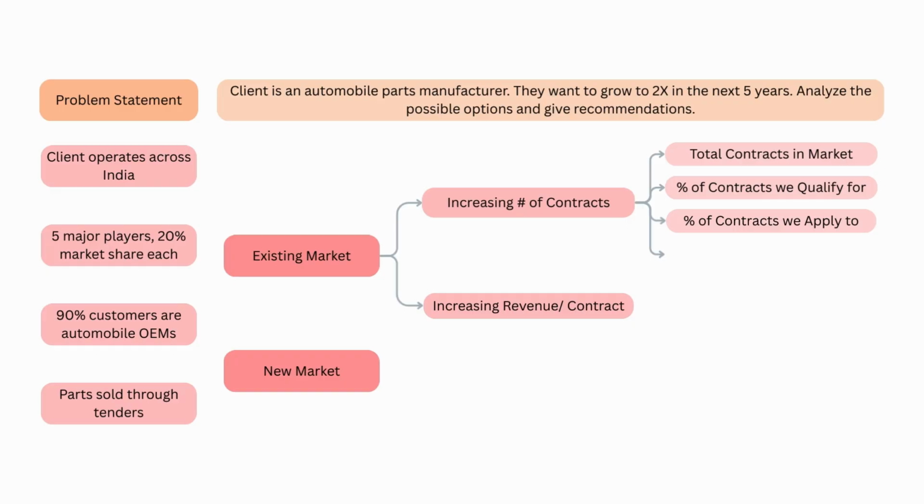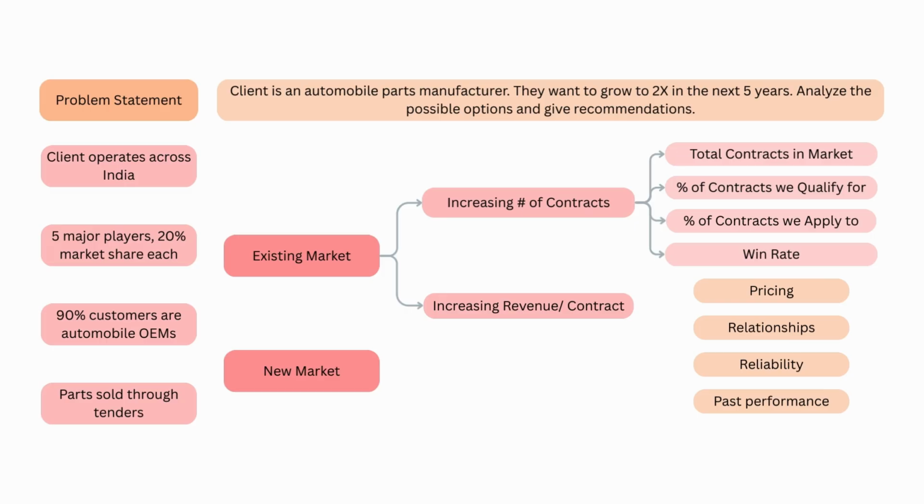The fourth lever is win rate. This is influenced by pricing, relationships, reliability, past performance, and product differentiation. Strong OEM relationships and better understanding of the decision making processes can directly improve our win rate.